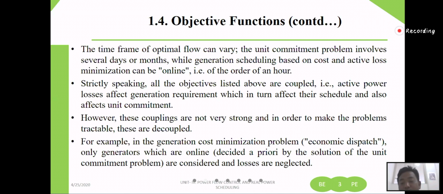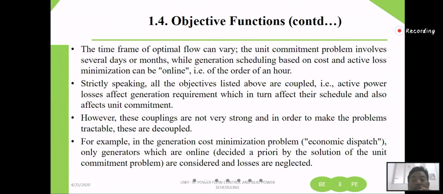Example, let's say there is a huge active power loss, then it will affect the generation requirement, which means we have to increase the generation, and in turn it will affect the schedule. So now if two generators would be sufficient, but there are huge active power losses, it has affected the generation requirement, then we have to put on another generator, which means it affects the unit commitment. Here what I'm trying to say is all three objective functions I have made earlier are interrelated. If one is affected, another one will be affected, and so on.